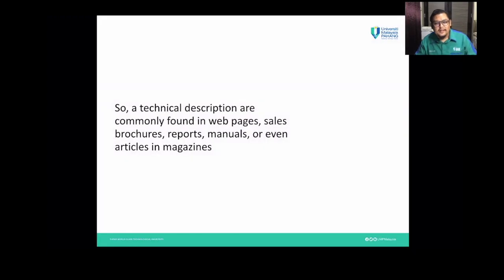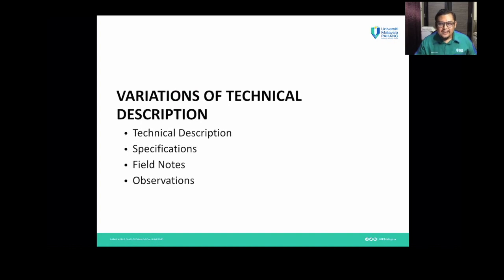Let's move on. A technical description is actually around us. And it is commonly found in web pages, sales brochures, reports, manuals, or even articles in magazine. So basically, it's all around us. Let's look at variations of technical descriptions. There are 4 variations actually. So we have technical descriptions, specifications, field notes, and observations. So let's get into the details.